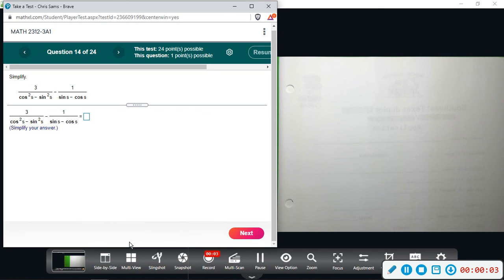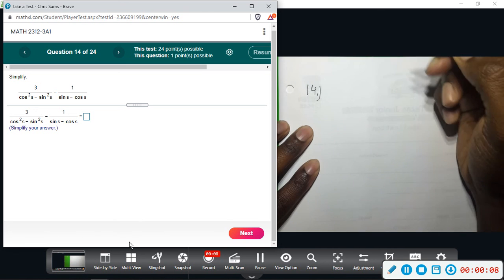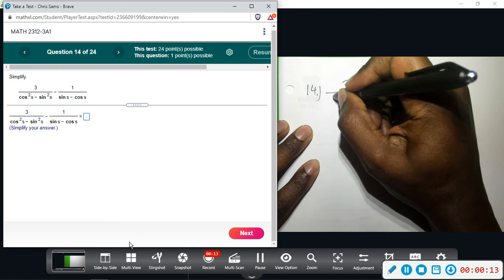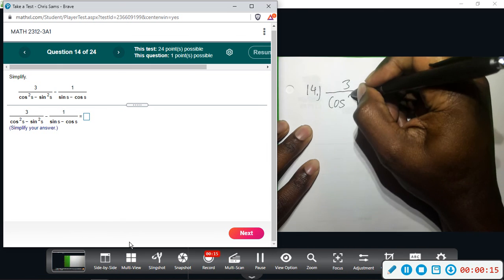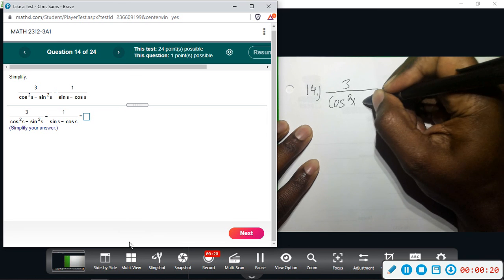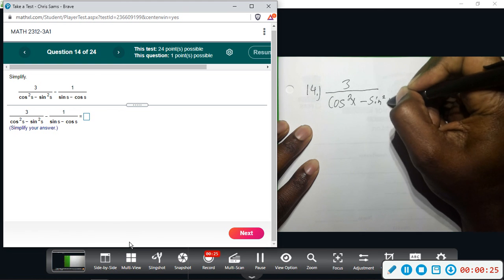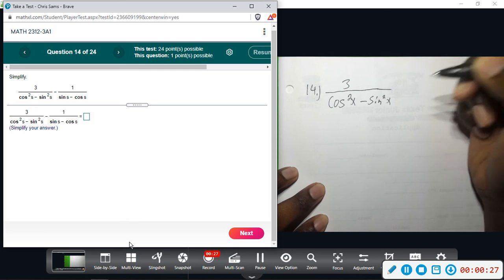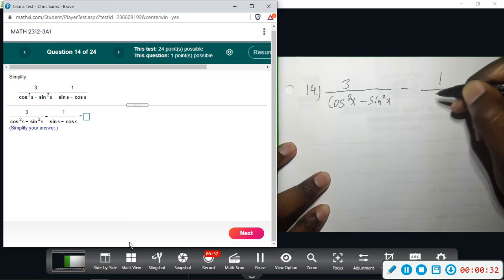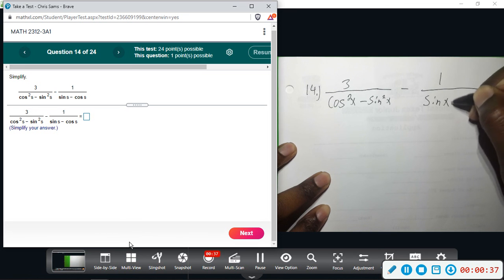Okay, so number 14, this problem wants us to simplify the expression. So we have 3 over cosine squared x, I'll just leave it as x for now, minus sine squared x, same thing, it's just a different variable, minus 1 over, I'll just type the s in the computer.